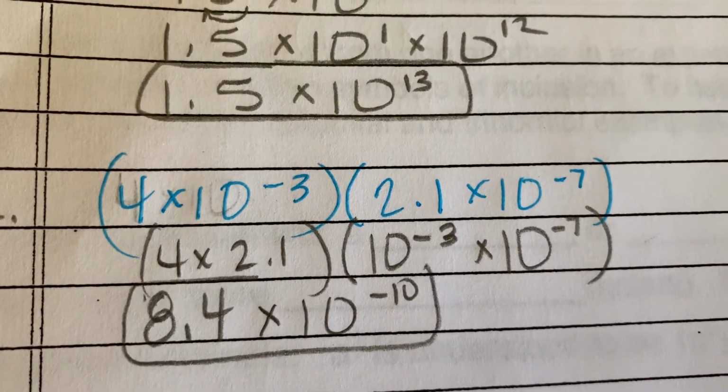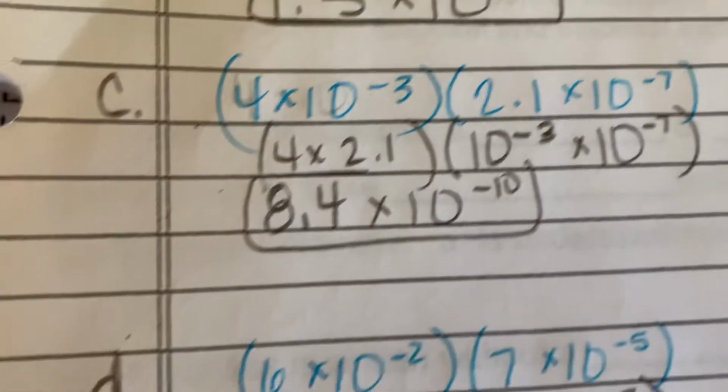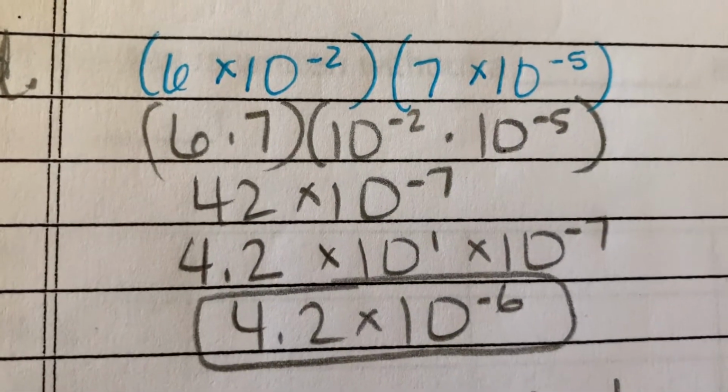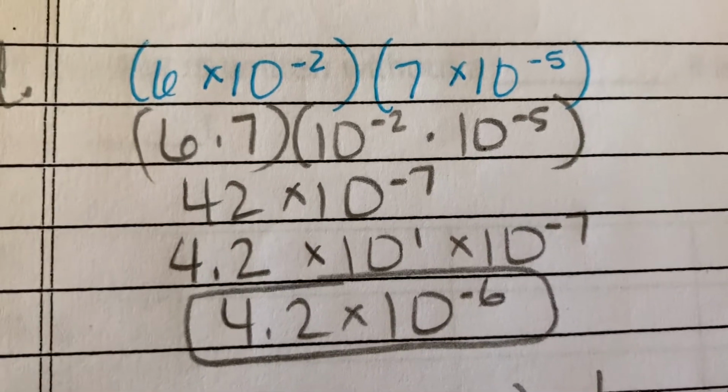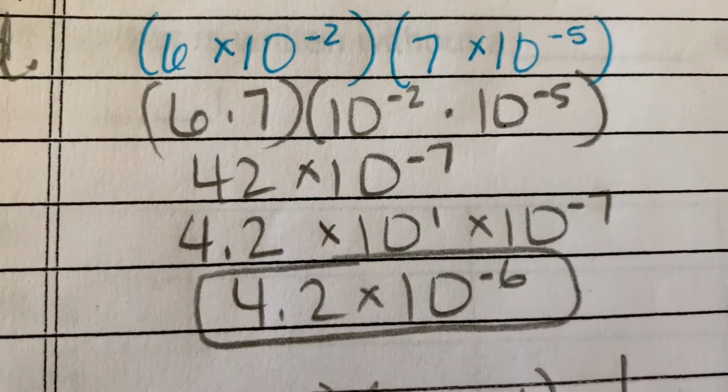This one was pretty easy. 8.4 times 10 to the negative 10th. 4.2 times 10 to the negative 6th. Remember, we had to move the decimal over 1 right there.